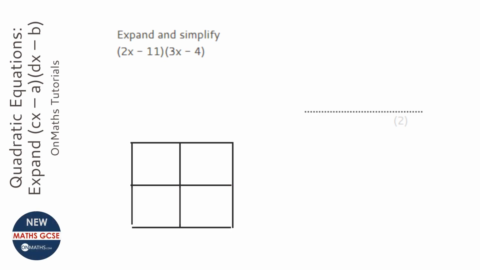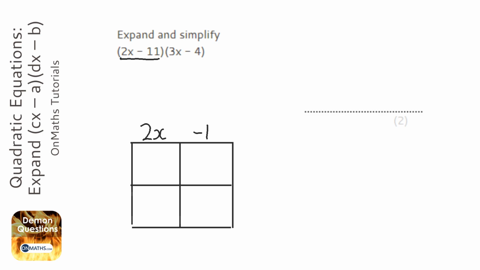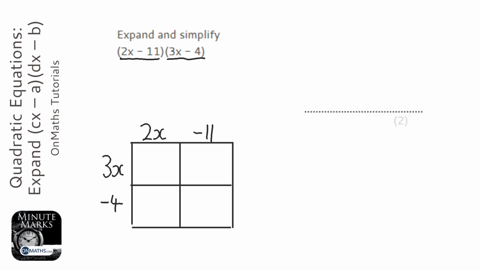You're effectively timesing everything in the first bracket by everything in the second bracket, so it doesn't matter how you do that. The way I do this method is I get this bracket here and I write the two terms, the 2x and the negative 11 at the top, and I get this bracket and write them down the side. It doesn't actually matter which way around you do this, you get the same answer. So you could have had the 2x minus 11 on the left hand side, 3x minus 4 at the top.